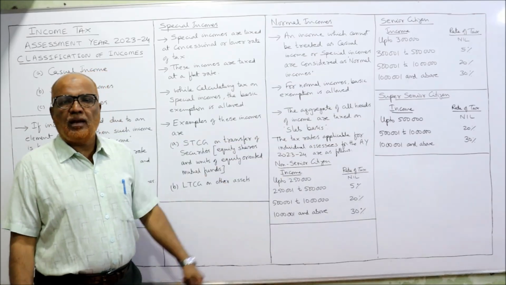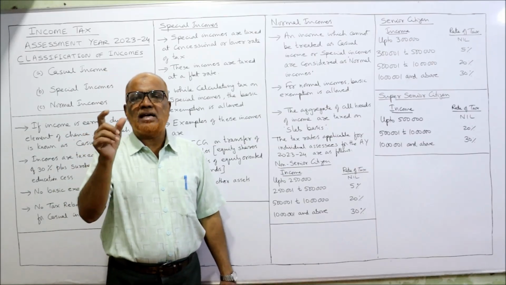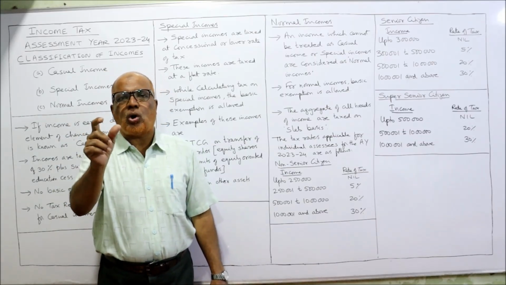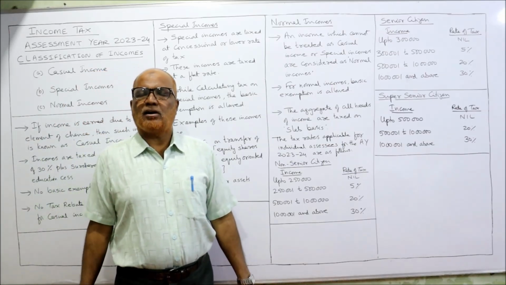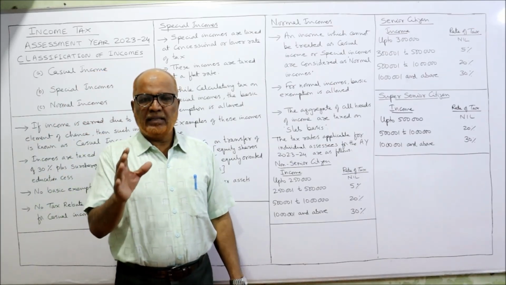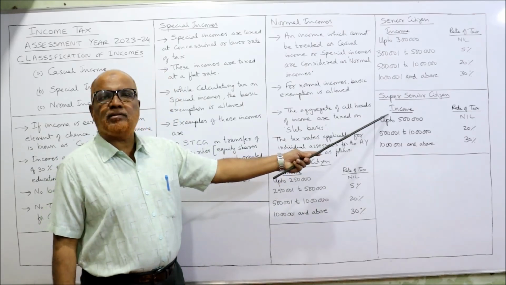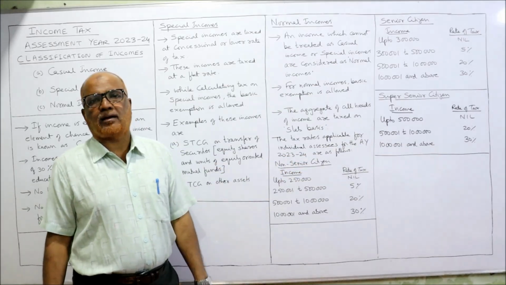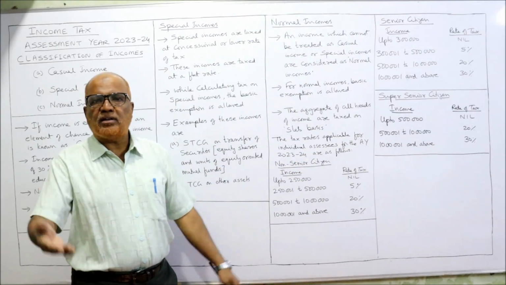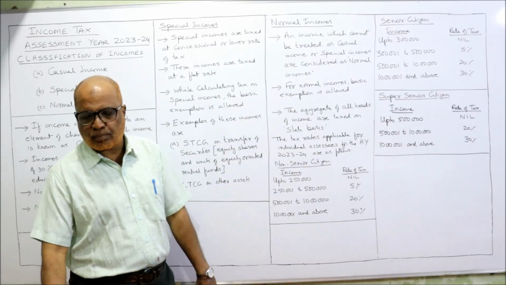That's it. Last one, super senior citizen. A person who is 80 years of age or above, 80 plus, is called super senior. In that case, the basic exemption limit is 5 lakh. So up to 5 lakh rupees, nil, no tax. 5 lakh 1 to 10 lakh, 20%. Over 10 lakh rupees, 30%. These are the different slab rates applied.